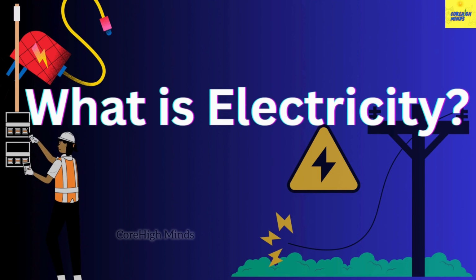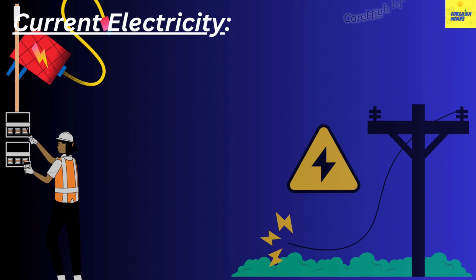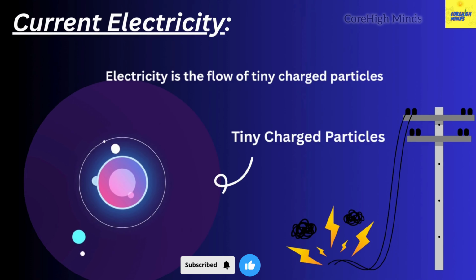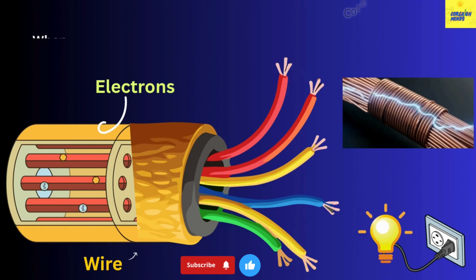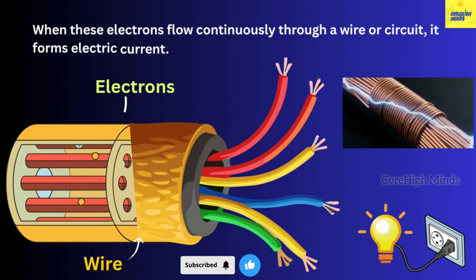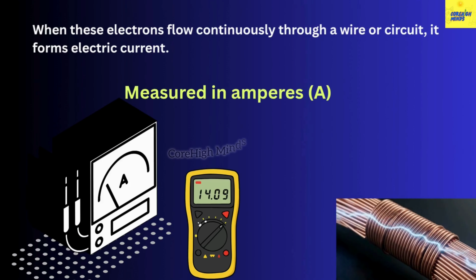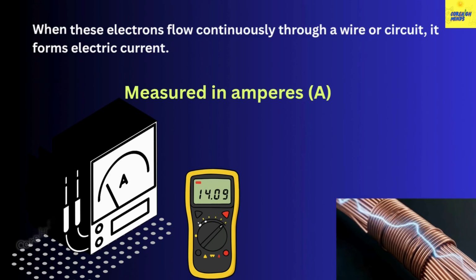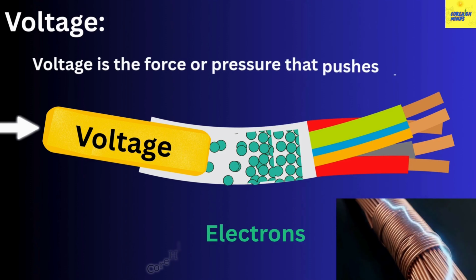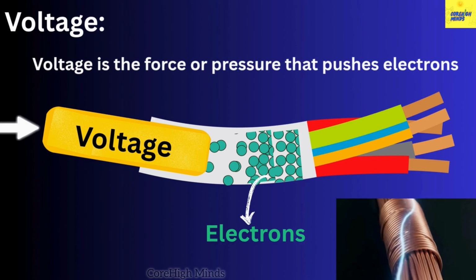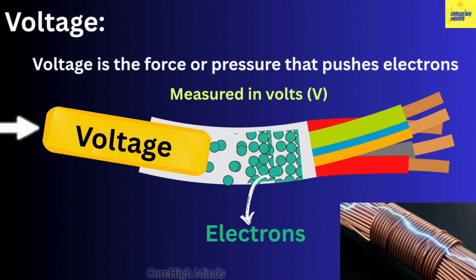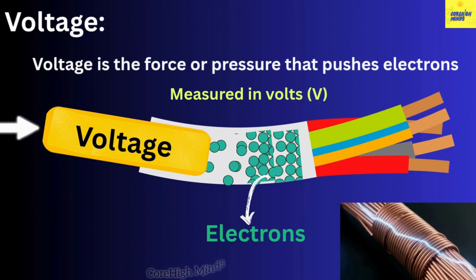Now, let's learn what electricity is. Electricity is the flow of tiny charged particles. When these electrons flow continuously through a wire or circuit, it forms electric current. Electric current is measured in amperes. Voltage. Voltage is the force or pressure that pushes electrons. We measure voltage in a unit called volt, V.